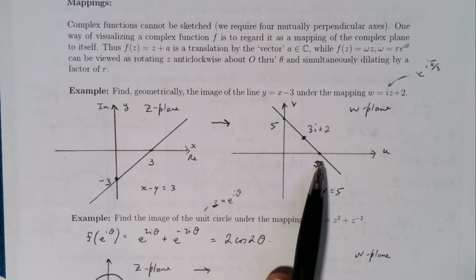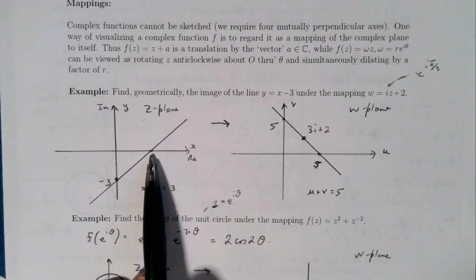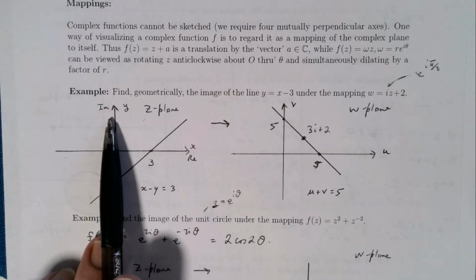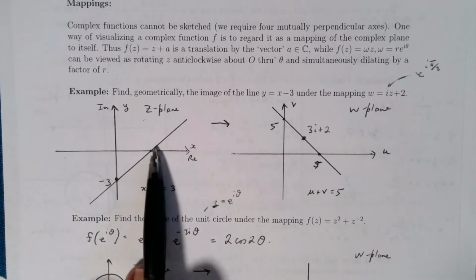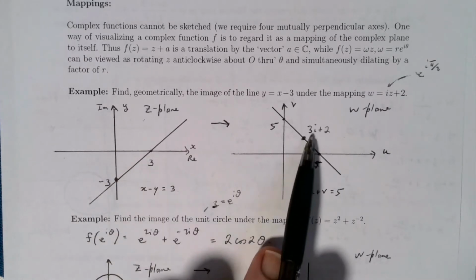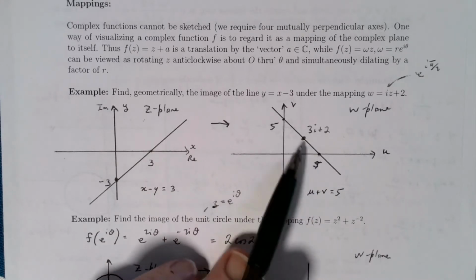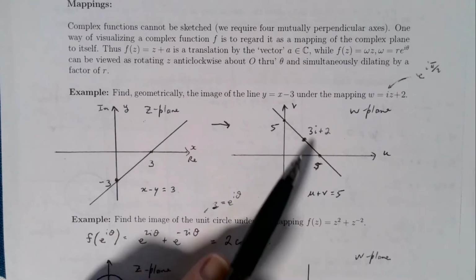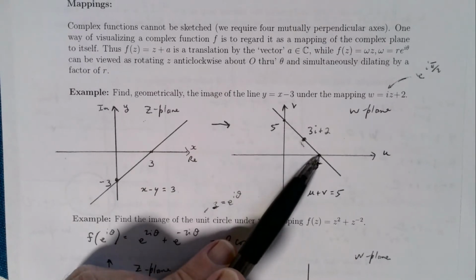Now the point, if I take, say, the point 3, then that gets rotated across to here. That'll end up as 3i when I multiply by i, and then I'm going to add 2. So this point gets mapped to the point 3i plus 2. Now if you look at these two, we said that this function is going to map a line to a line, and I look at the gradient of this little interval between these two points, and I see that it's minus 1.